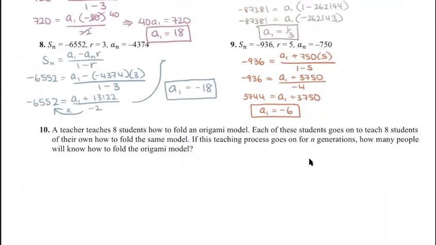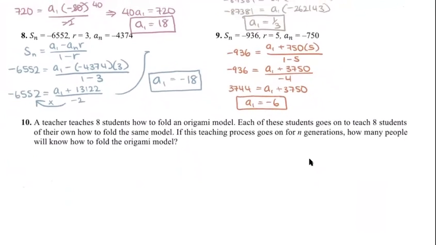Let me have Mason. Can you read this one out for us? A teacher teaches 8 students how to fold an origami model. Each of these students goes on to teach 8 students of their own how to fold the same model. If this teaching process goes on for n generations, how many people will know how to fold the origami model?